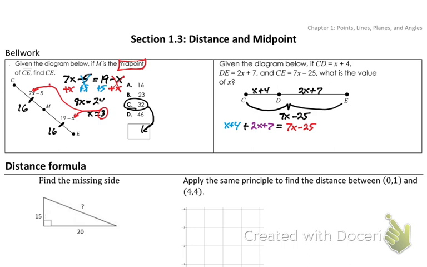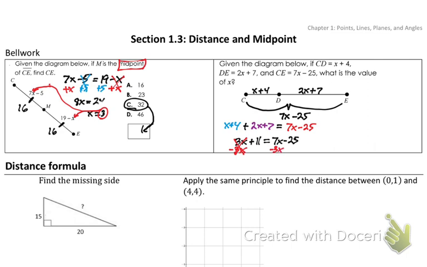Now we just need to simplify the left-hand side, realizing that x plus 2x would give me 3x. I have that 4 plus that 7 would equal 11. My other side is 7x minus 25. Once again, for the sake of time, I'm going to rush through this part. I am going to subtract 3x from both sides to move the 3x to the other side.